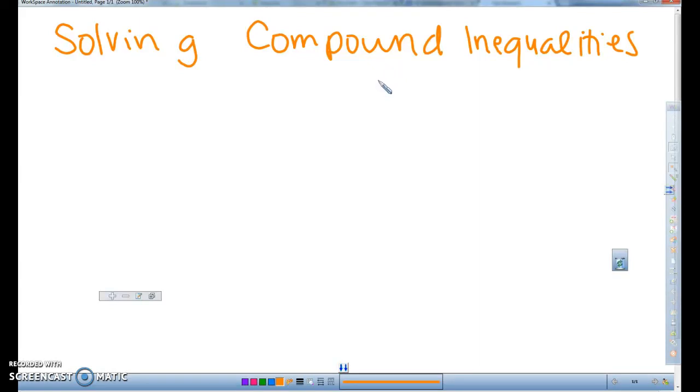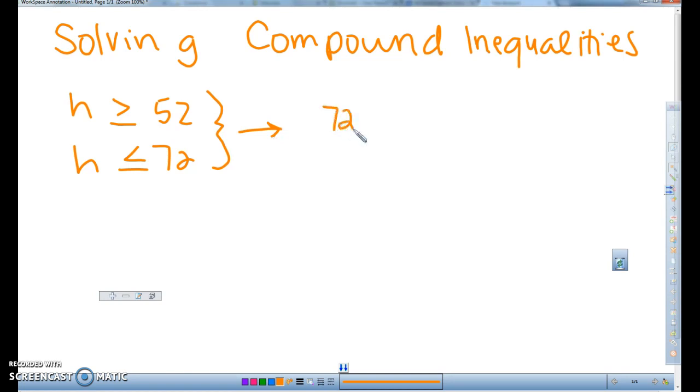So today we're going to talk about solving compound inequalities. And a compound inequality is just kind of two inequalities mashed together. So instead of writing h greater than or equal to 52 and h less than or equal to 72 as two separate inequalities, sometimes we choose to write them as a compound inequality, and we put h in the middle, so we would say 72 is greater than or equal to h, which is greater than or equal to 52.